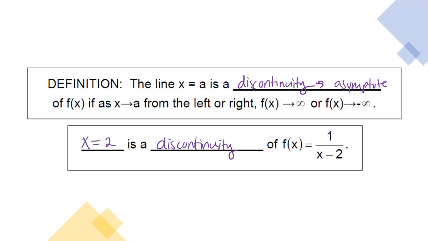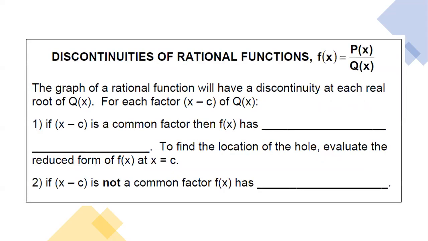All right. So further into discontinuities. Discontinuities of rational functions. The graph of the rational function will have a discontinuity at each real root. Okay. So each real root of the denominator. Discontinuities are happening in the denominator. Okay. Now, if x minus c is a common factor, then f of x has a hole in the graph, in the function.